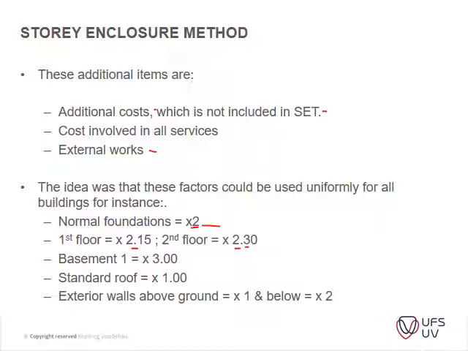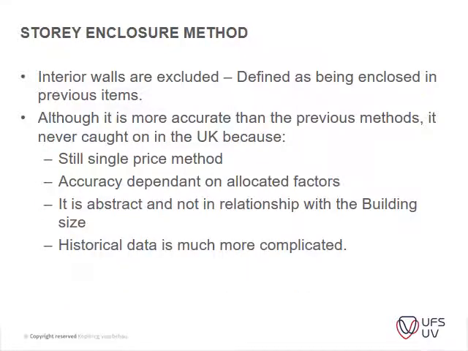The main thing you can deduce from this is that certain types of construction areas have certain factors that influence the cost of the building. For instance, a standard roof will have a multiplying factor of 1. The exterior walls above ground will have 1, and below ground, for instance, times 2. The interior walls are excluded, defined as being enclosed in the previous items. But that is just a definition. You will see how it actually works in practice a little bit later on.